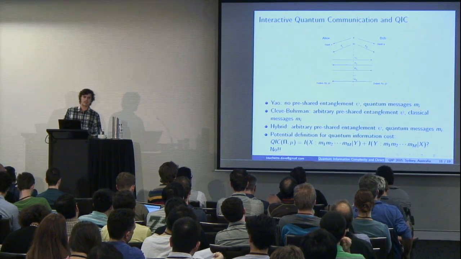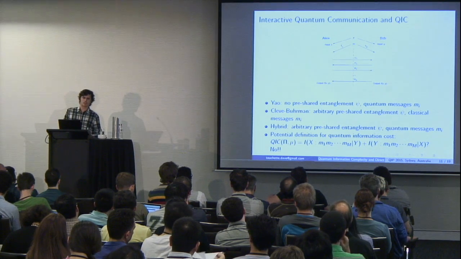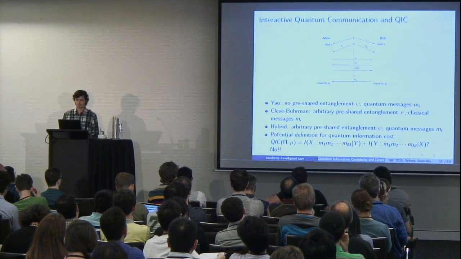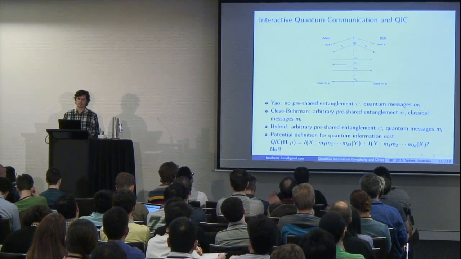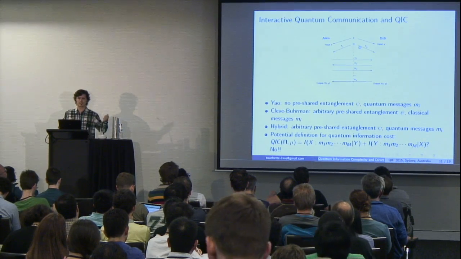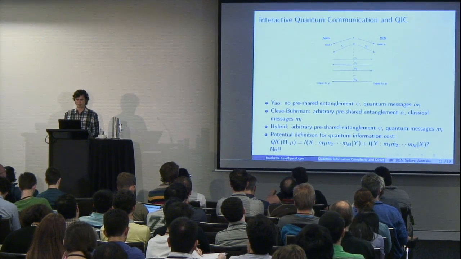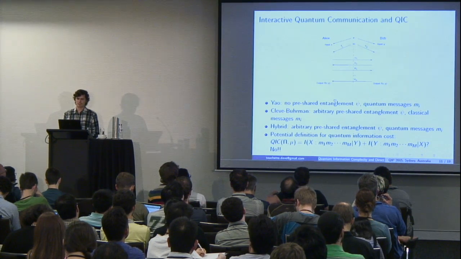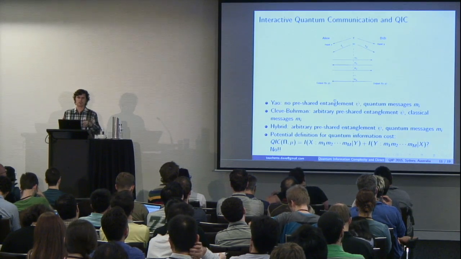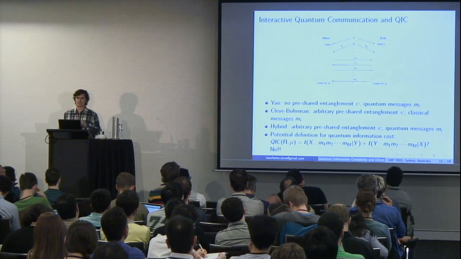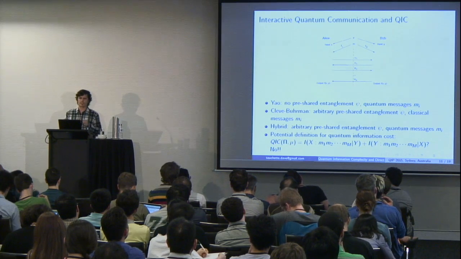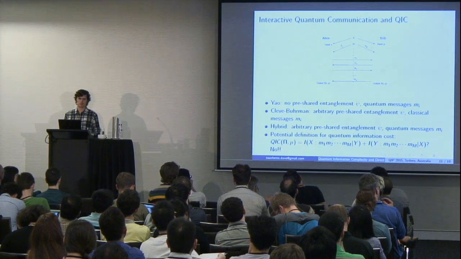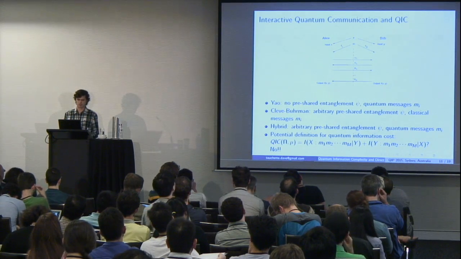In the quantum setting, there have been many different models of communication complexity defined. The first one was the model of Yao. In this model, we do not allow pre-shared entanglement, but once the protocol starts, Alice and Bob can exchange quantum messages. A second model for quantum communication complexity was the one defined by Cleve and Buhrman. In that model, we allow Alice and Bob to pre-share some arbitrary entanglement at the outset of the protocol, but once the protocol starts, they can only exchange classical messages. And we can also consider a hybrid between these two models, where we allow for both pre-shared entanglement and quantum messages during the protocol.